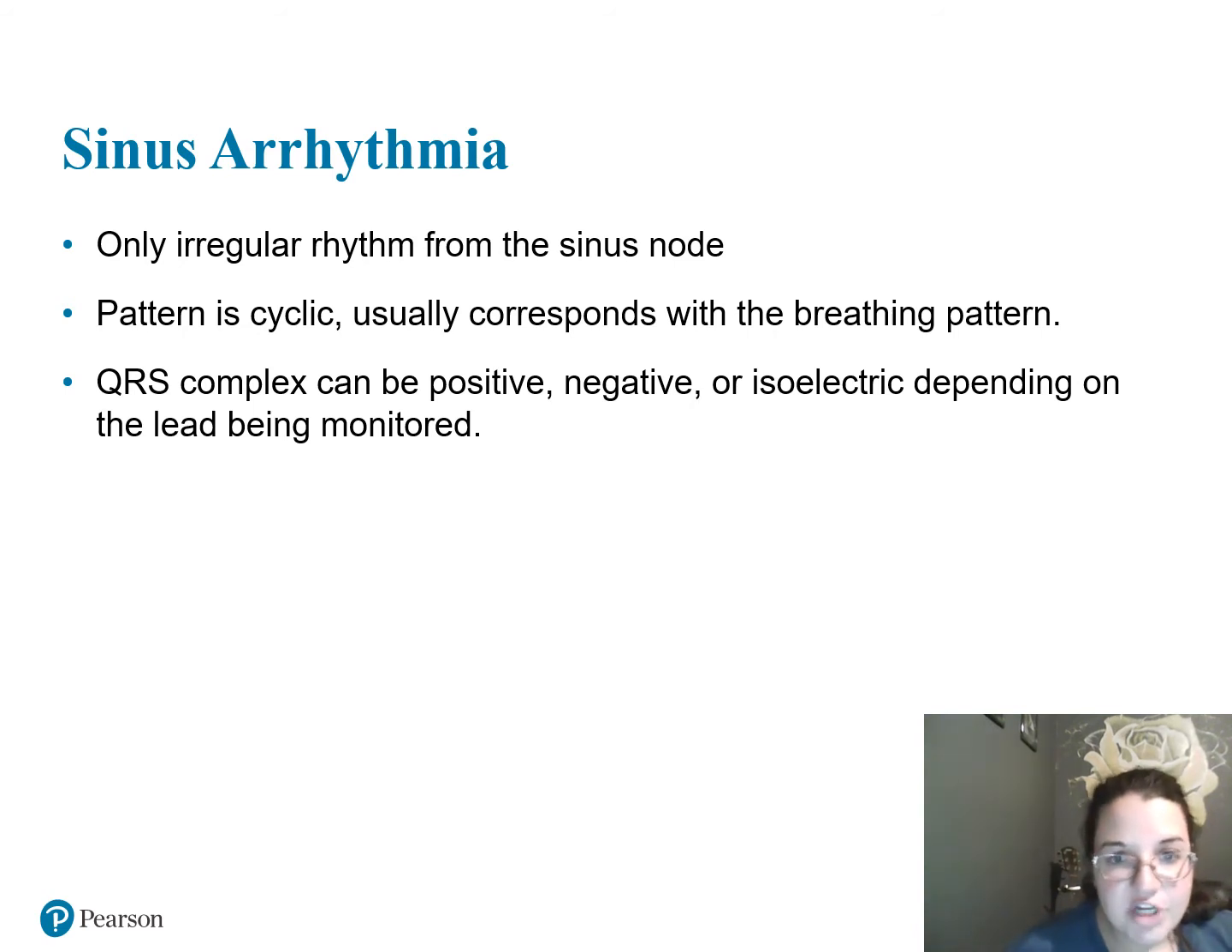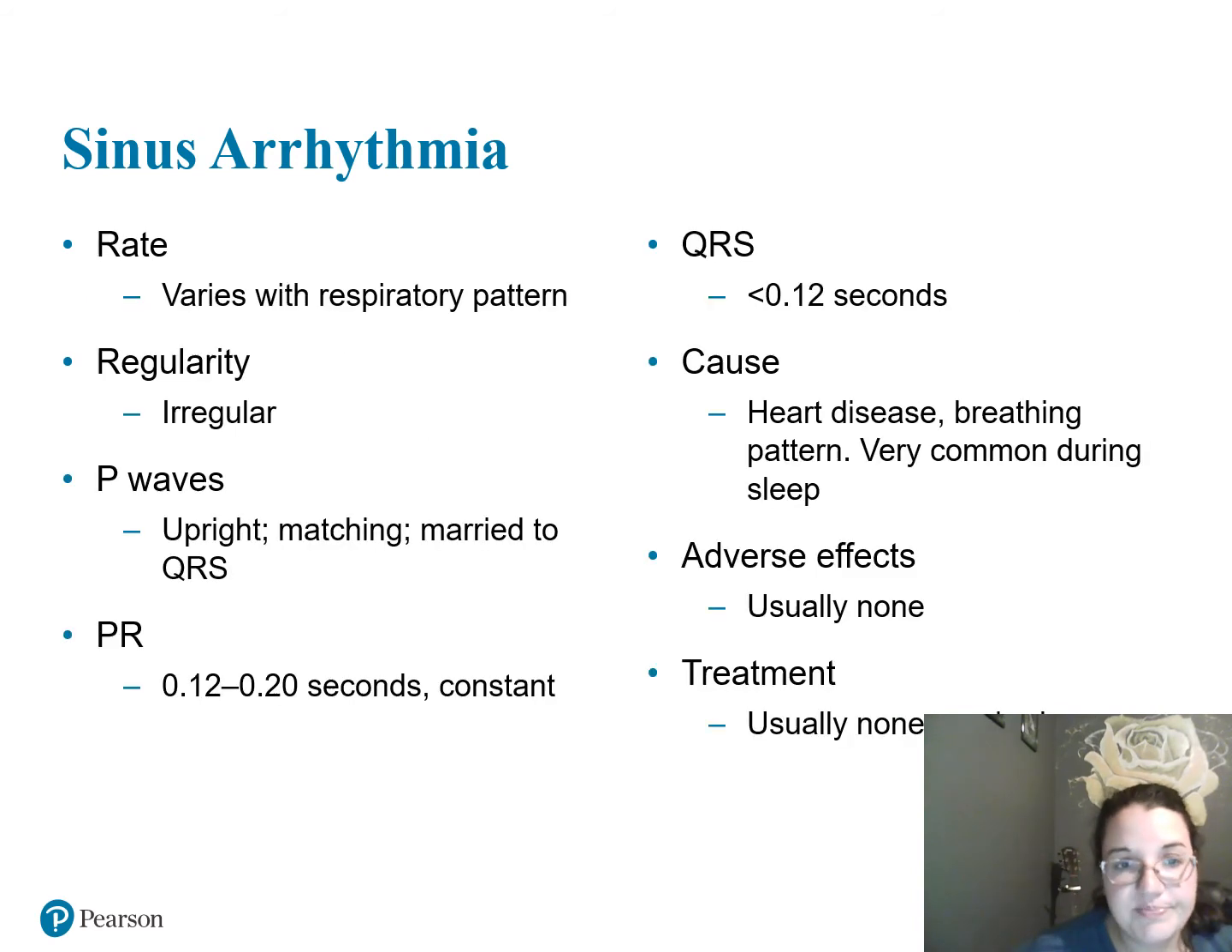The next rhythm we're going to talk about is sinus arrhythmia. It is the only irregular rhythm from the sinus node. Notice, irregular. So what's my regularity? Irregular. If you remember, I pointed out, if you see arrhythmia, abnormal. Patterns are cyclic, usually corresponding with the breathing pattern. Your QRS can be positive, negative, or isoelectric.